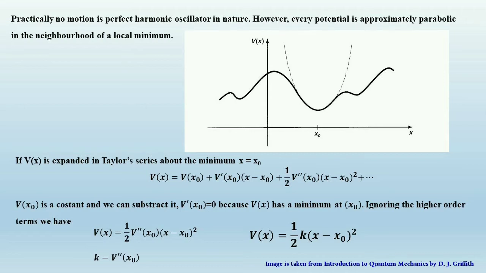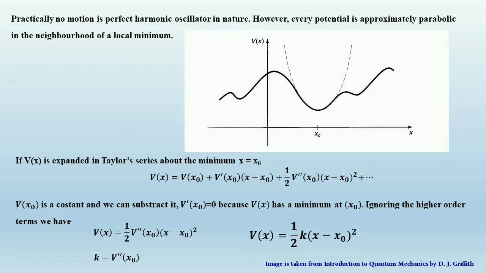Now look here in this figure, a potential function V(x) is plotted with respect to x. Practically, for every case wherever there is a local minimum, we can express the potential as a parabolic function in the neighborhood of a local minimum.